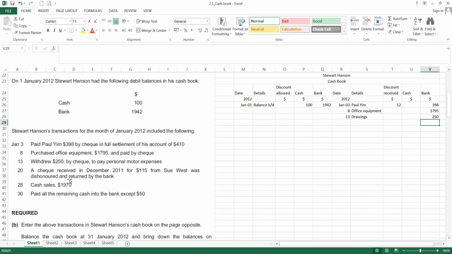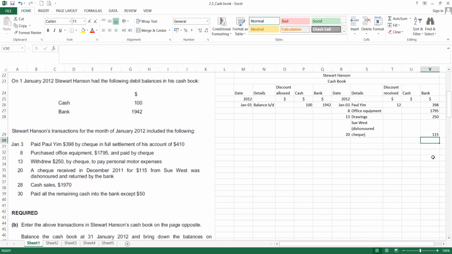The next one, a cheque received in December 2011 for 115 from Sue was dishonoured and returned by the bank. So in this case, the bank returned it to us, so we have to return it back to Sue. So on the 20th, we return to Sue. And this is a dishonoured cheque, and the amount is 115.